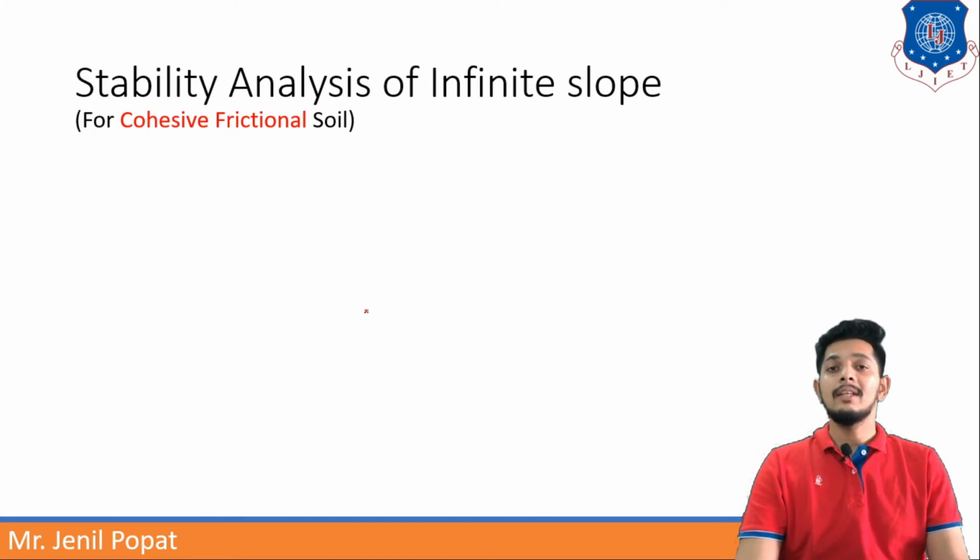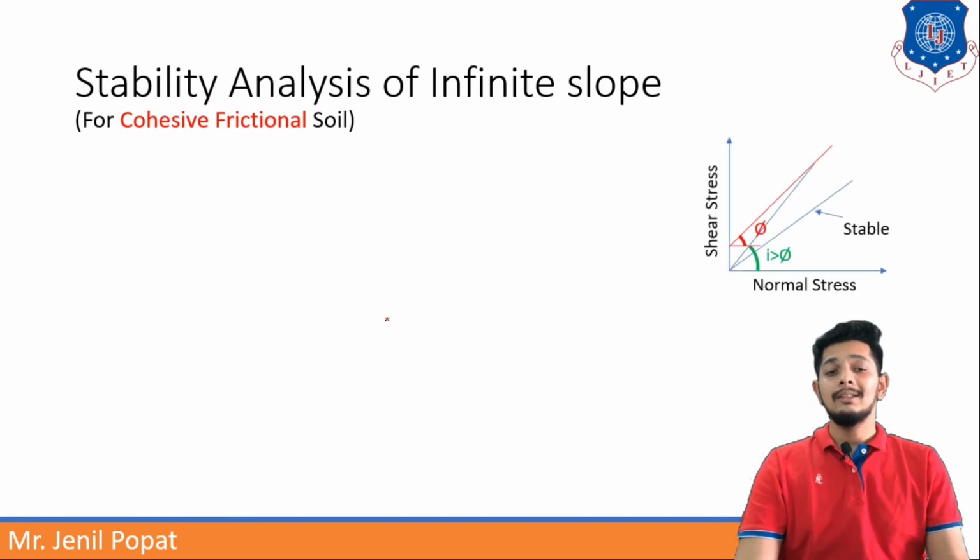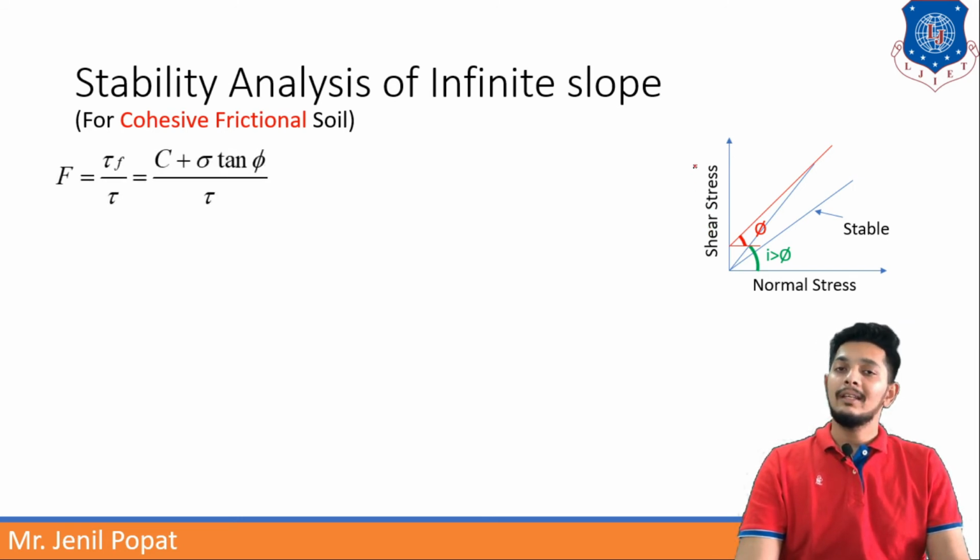That means C dash phi soils or C phi soils, which have both C and phi values. So this graph is showing shear stress versus normal stress values here. Here the failure line is shown by this blue line, this intermediate blue line. If I is greater than phi, then it will be a failure like this. If I is equal to phi, it will be stable. And let us move to the technical part.